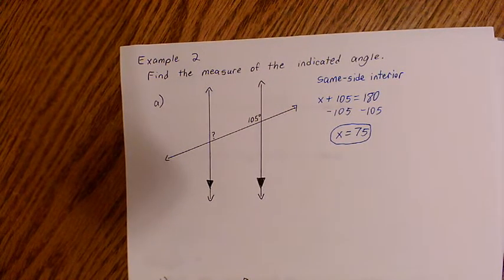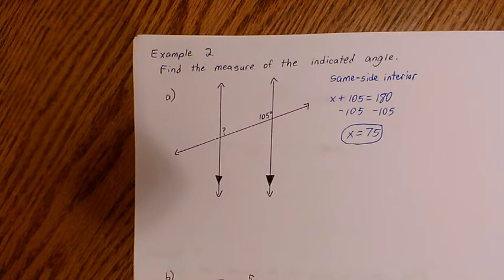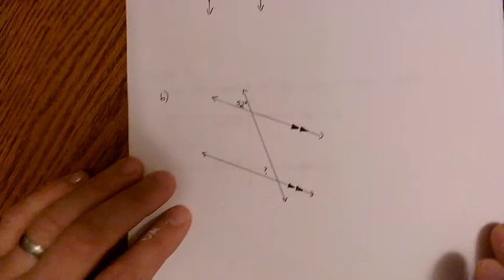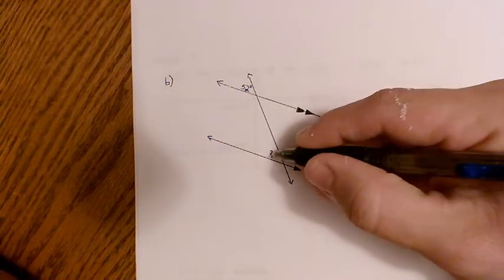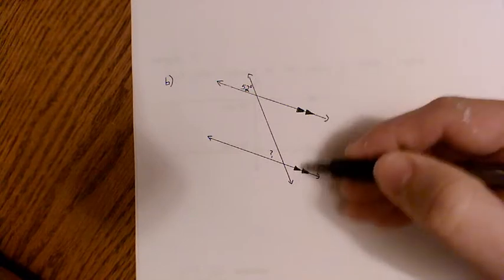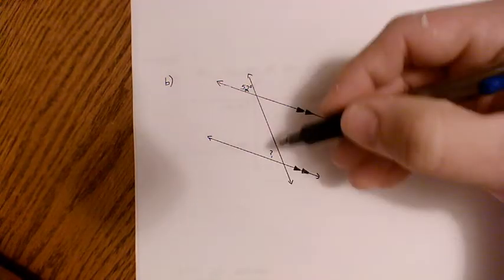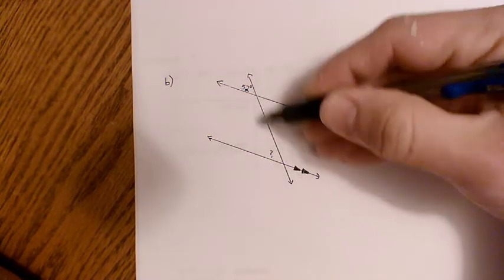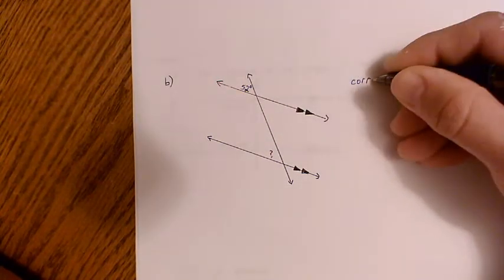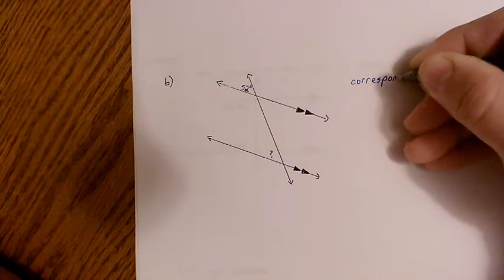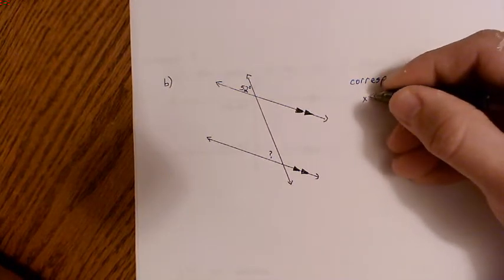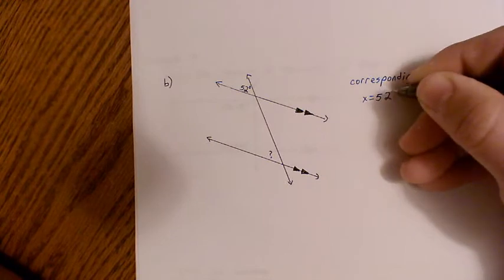Occasionally you'll get something else going on, but that's a pretty reliable bet. All right, same deal for part B, finding the measure of the indicated angle. So here it is. Now I'm really quick going to identify that due to these parallel lines, they're using two arrows to indicate a different pair of parallel lines. These two angles are in the same location at each intersection, so these are actually corresponding. And if you refer to the notes at the beginning of the video, that means that they're equal. So x equals 52.